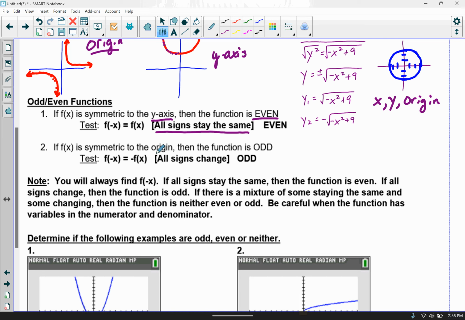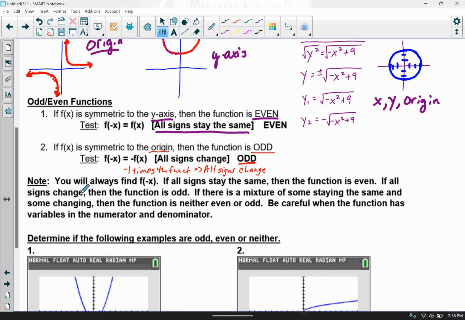If a function happens to be symmetric to the origin, your function is odd. So to put that together, origin odd, keep those O's together. So if you're symmetric to the origin, you're automatically odd. The test here, you're always finding f of negative x. But if that f of negative x equals -1 times your function, then what that means is that all the signs are going to change. All signs change. So if you look from the original to your new function and all the signs change, that means then that we're odd. Okay.